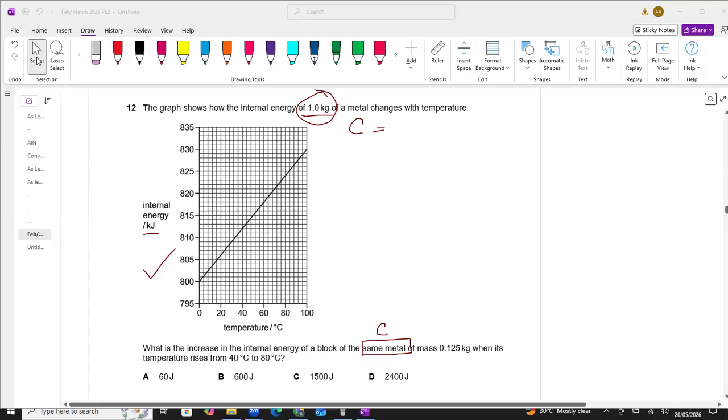What is the formula of specific heat capacity? The specific heat capacity formula is Q divided by M delta T. All right, Q divided by M delta T. Q is the change in energy, delta T is the change in temperature, and M is the mass, for 1 kg. So this graph is plotted for 1 kg mass.